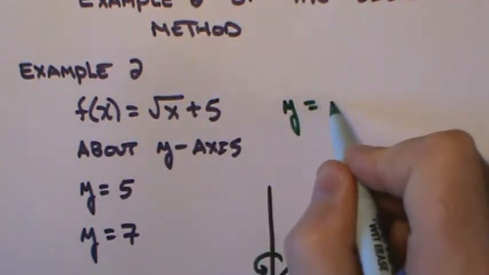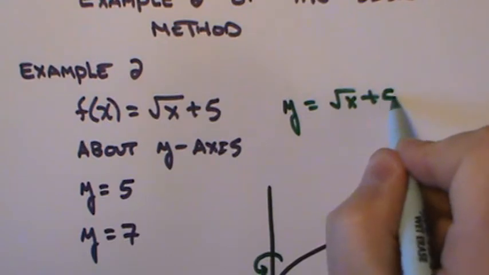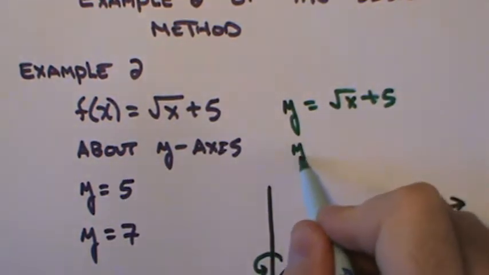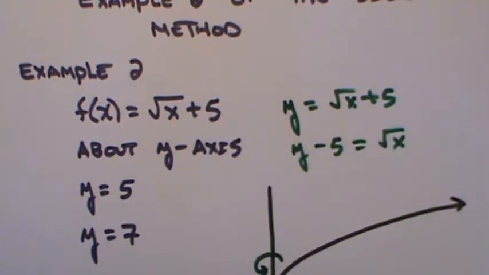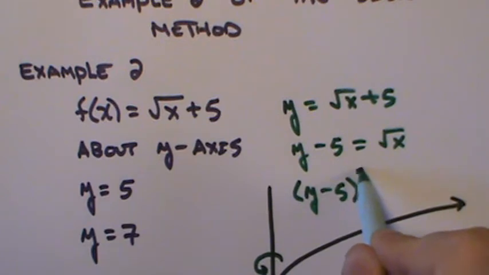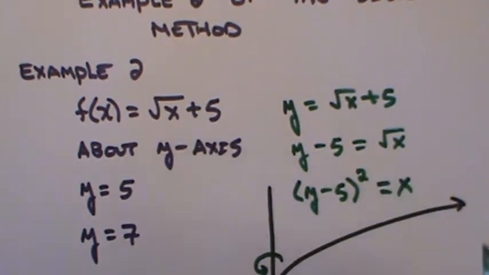I'll say y equals radical x plus 5. I'll bring the 5 over. y minus 5 is equal to rad x. I'll go ahead and square both sides. So this becomes y minus 5 squared is equal to x.